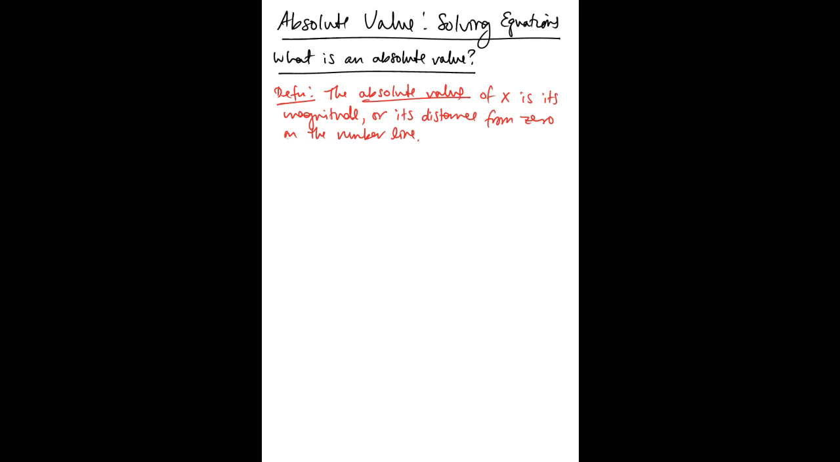And so, just as a notation, we write the absolute value of x this way, with two straight lines, very tall straight lines, to make sure we don't confuse them with ones.